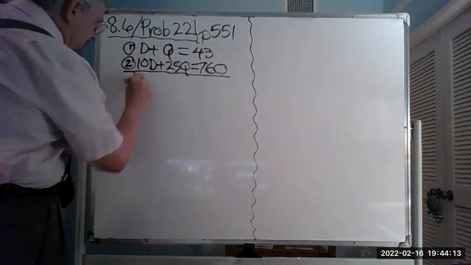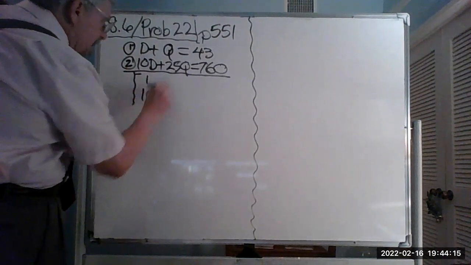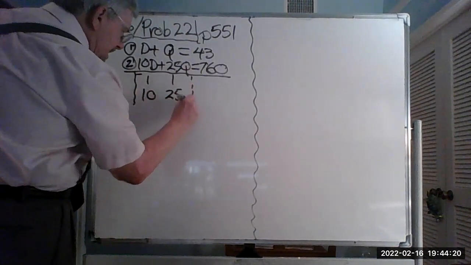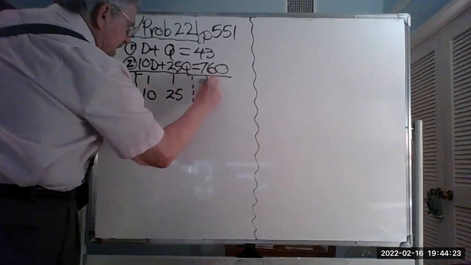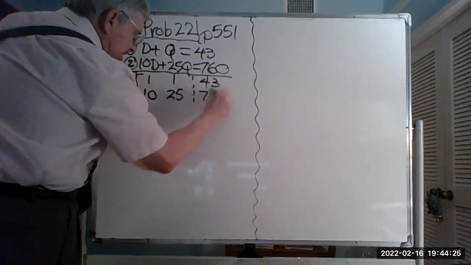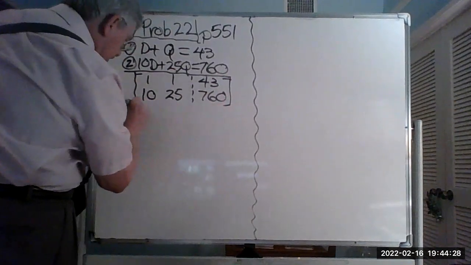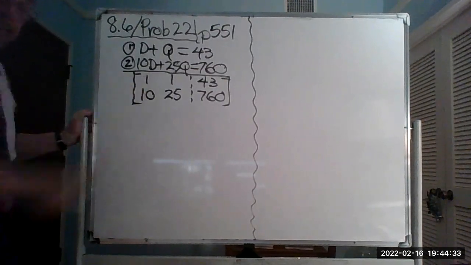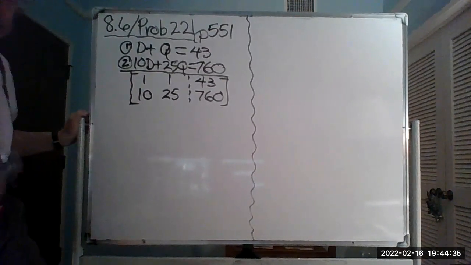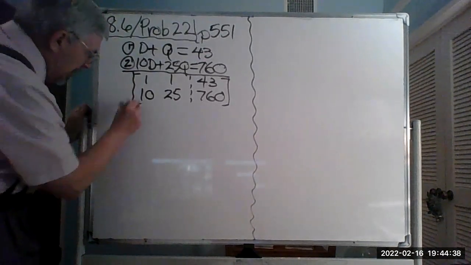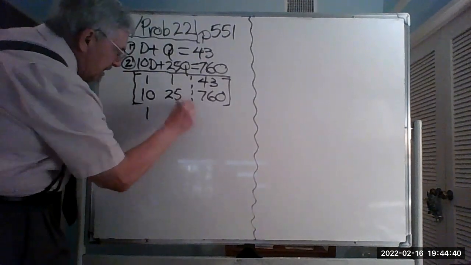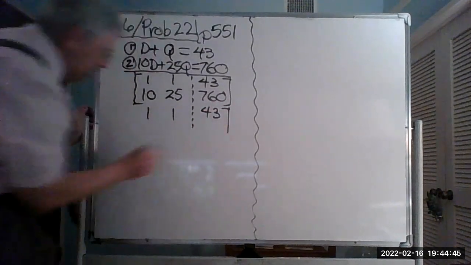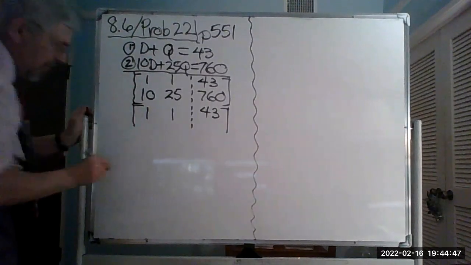So right below that, I'm going to write my augmented matrix. I'll have 1, 10, 1, 25, dash, 43 and 760 bracket. So I have a 2x3 matrix. And notice I got a 1 up there already. Excellent. That's what I want. Then I'm going to write that one down again: 1, 1, 43.